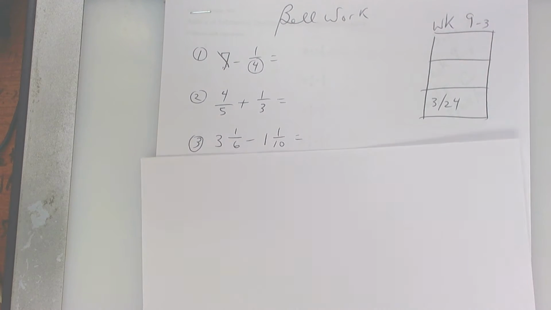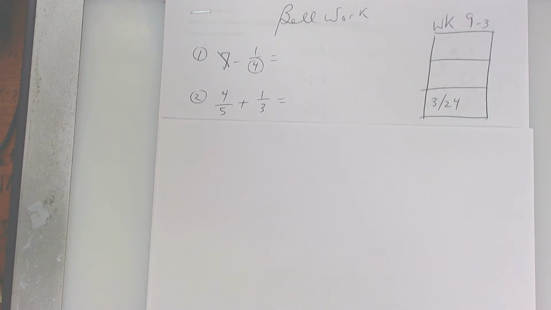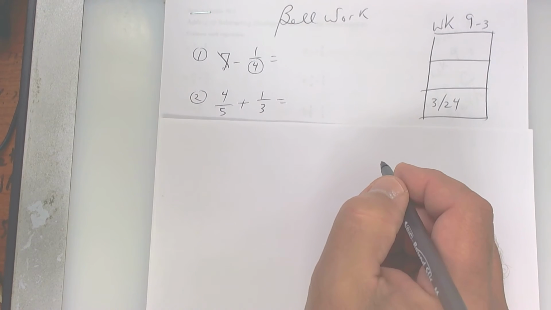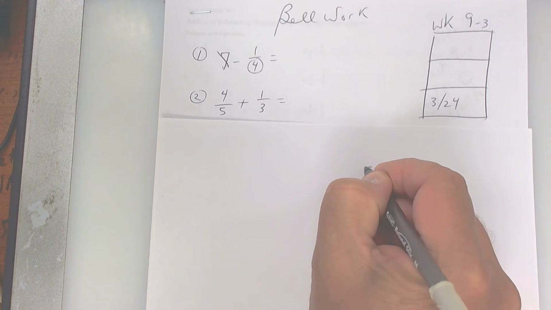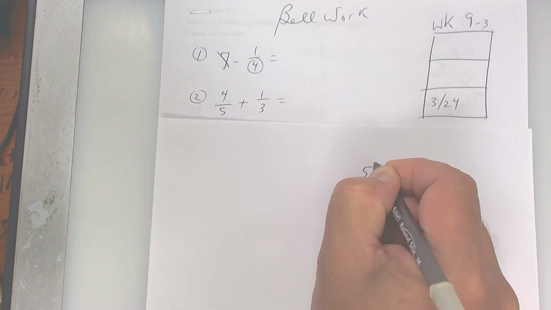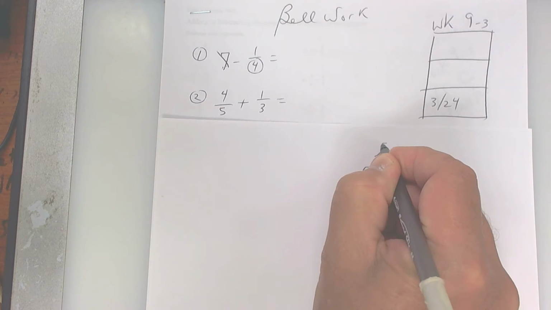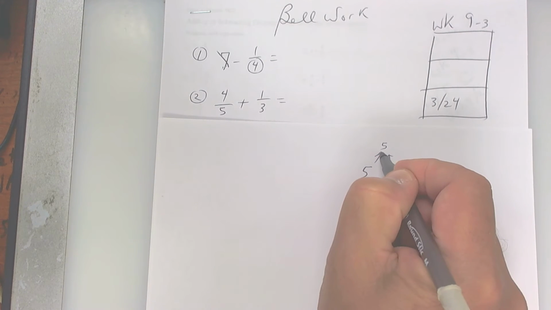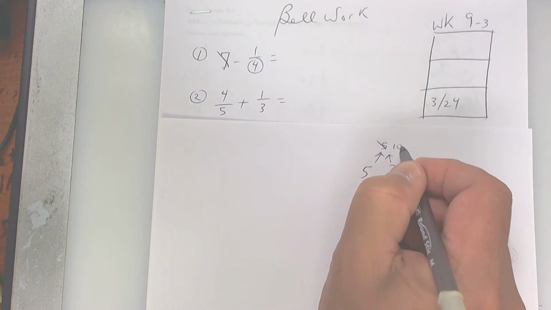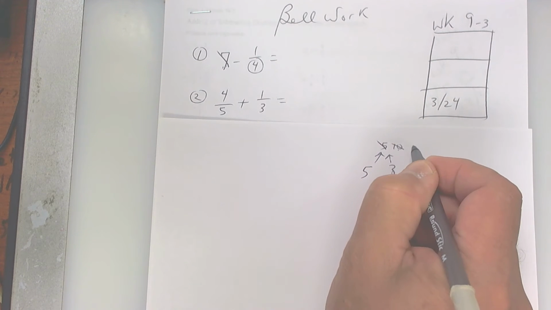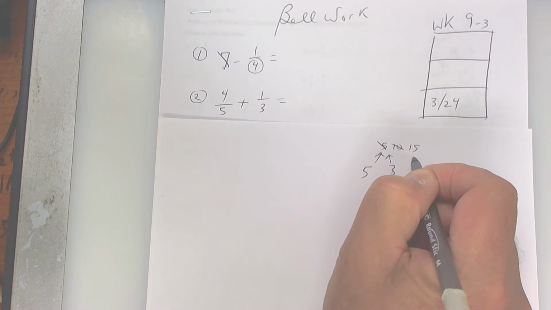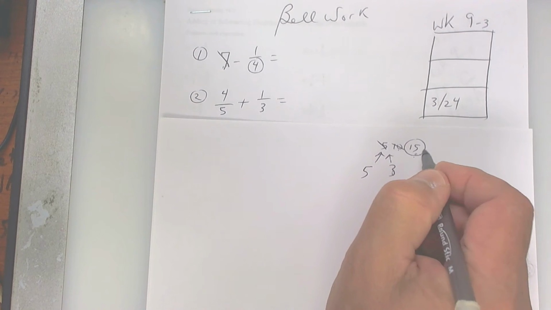This one right here, you're adding. And remember how I told you to find the least common denominator. Take your denominators and then take the biggest one, which is 5. Does 3 go into 5? Nope, double it. Does 3 go into 10? Nope, triple it. Does 3 go into 15? Yes. That's your least common denominator.